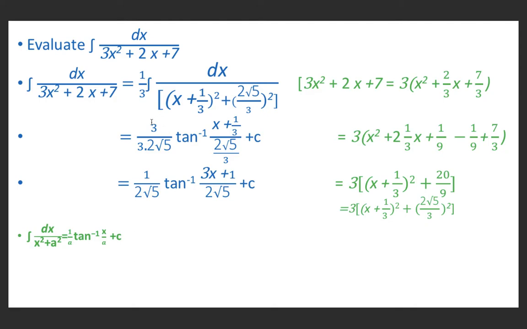Upon 3 means 3 will go to the numerator. Tangent inverse x upon a. So x plus 1 upon 3 upon 2 root 5 upon 3. If you take 3 LCM, then it will be 3x plus 1 upon 3. So in the denominator you have 3. Here in the denominator you have 3. So maybe omitted. So this is 3x plus 1 upon 2 root 5 plus c. So here also 3 and 3 will cancel out. 1 upon 2 root 5. So integration of 1 upon 3x square plus 2x plus 7 with respect to x is 1 upon 2 root 5 tangent inverse 3x plus 1 upon 2 root 5 plus c.